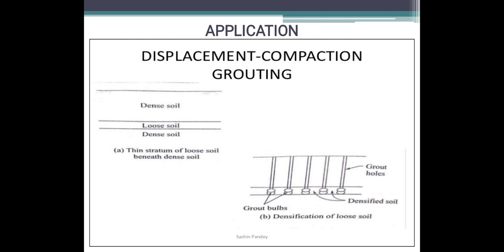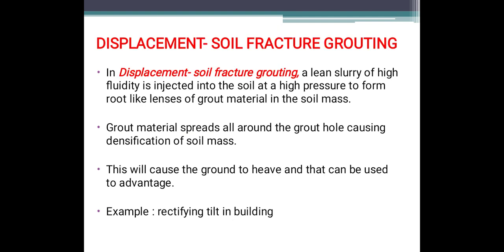Application of this type of displacement compaction grouting: in the figure here you can see there is a thin stratum of loose soil beneath the dense soil. There is a loose soil stratum there. When different grout holes are formed at different spacing and you inject the grout, there will be formation of the bulb which stabilizes that loose soil, which increases the overall strength of the soil stratum there.